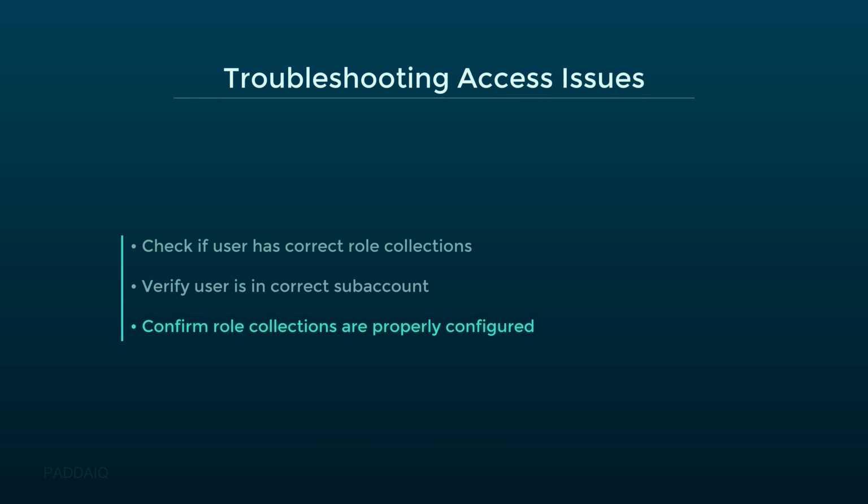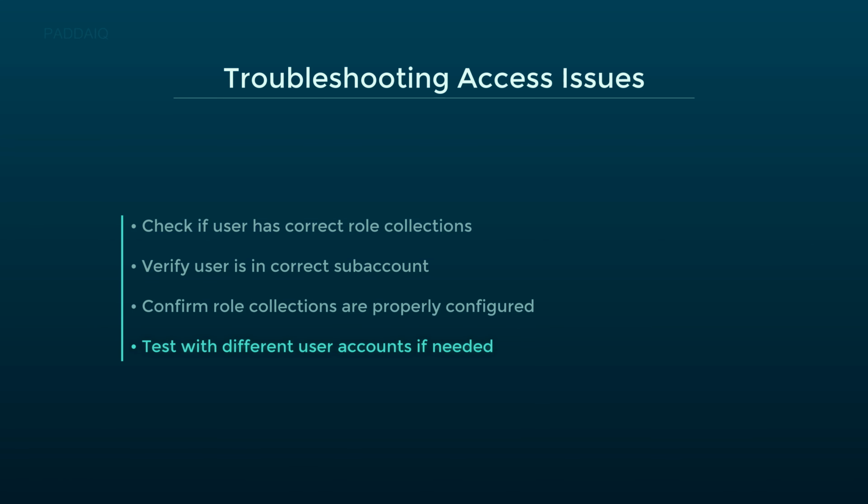Confirm role collections are properly configured. This means checking that user permissions in SAP BTP are correctly assigned. For example, if a developer cannot deploy an app, verify they have the necessary role collection like developer attached. Proper role setup ensures users can access the tools they need.